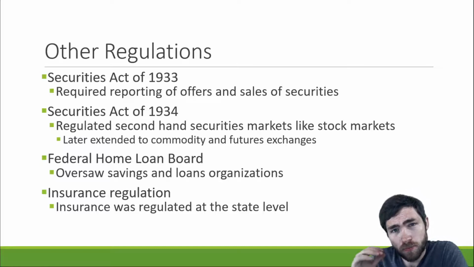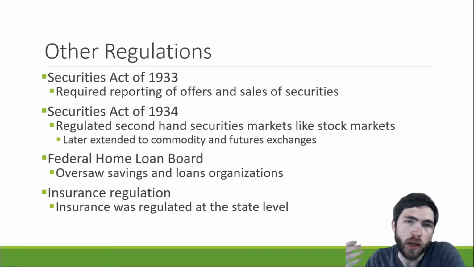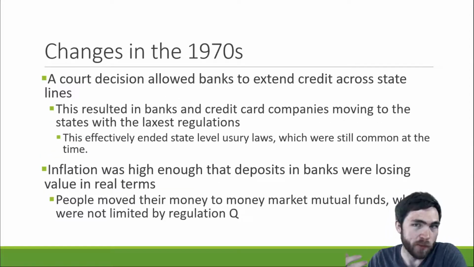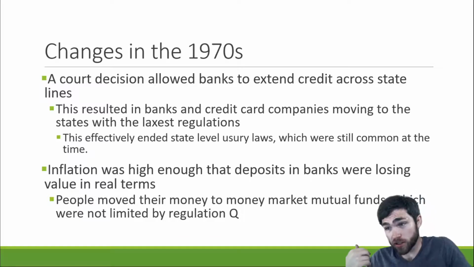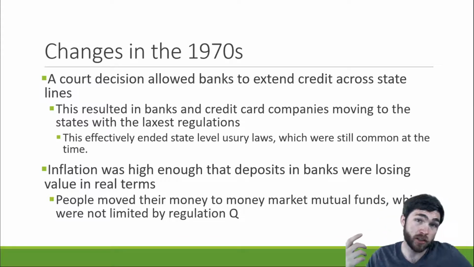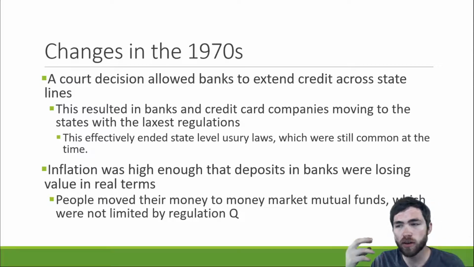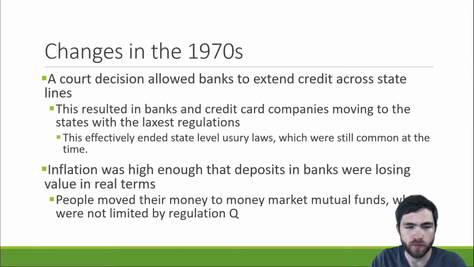And so this post-war regulatory structure was stable for about 40 years, but it all started coming apart in the 70s, like so many things. There was a court decision that allowed banks to extend credit across state lines. So this resulted in banks and credit card companies simply moving their headquarters to states with the most permissive regulations. And this essentially ended state-level usury laws, those interest rate limits that I talked about previously.